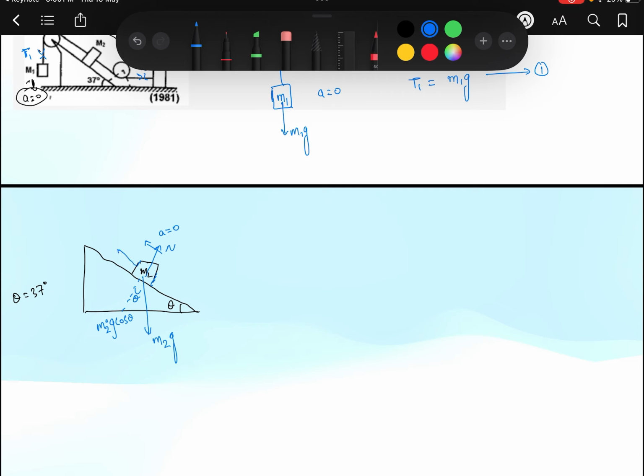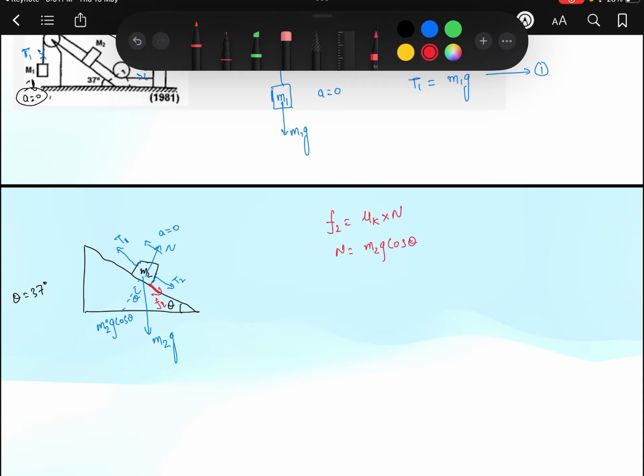There will be a tension force T1 in the upward direction and a tension force T2 in the downward direction. Since this block is moving in the upward direction, there will also be a friction force in the downward direction. Let us suppose this is the friction force F2, acting on this block. And what will be the value of this F2? That is mu kinetic multiplied by the normal, and the normal is m2g cos theta.